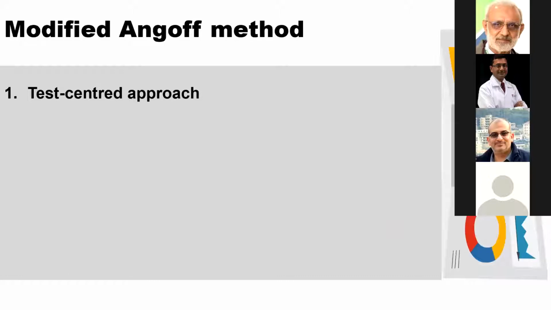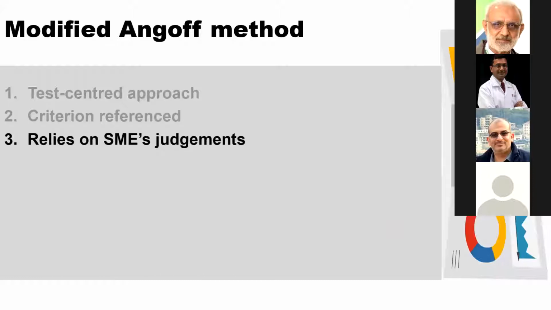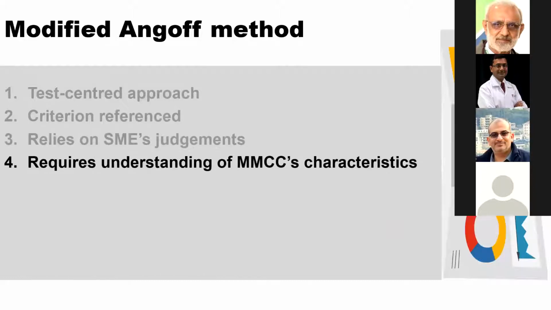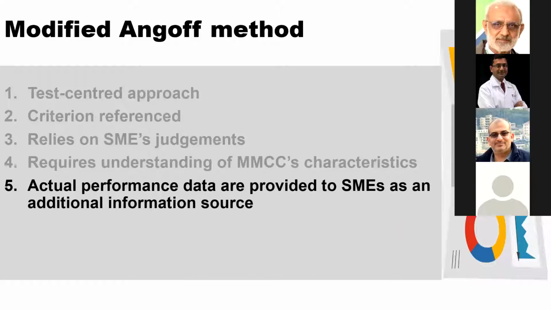Therefore, a modified Angoff method is a test-centered method, is criterion referenced, relies on SMEs' judgments, and requires understanding of minimally competent students' characteristics. Actual performance data are provided to SMEs as an additional information source, which helps them decide the level which is our minimal level, acceptable to just declare pass for a particular candidate.